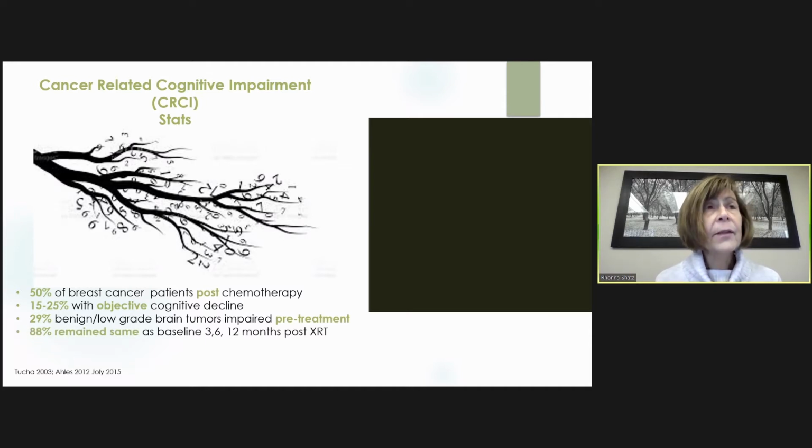And as treatment progressed in those individuals in which there was a baseline, 88% of them remained the same as at baseline at 3, 6, and 12 months post-therapy. So the issues regarding cognitive change in cancer are complex and not just related to treatment.